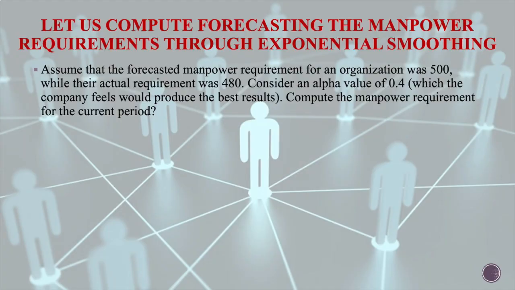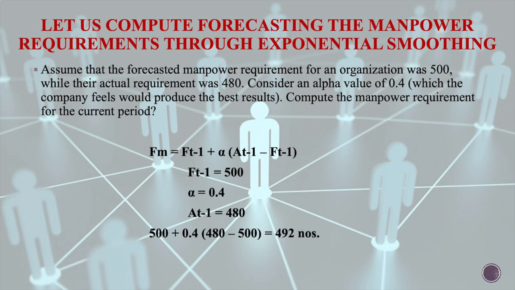Let us take an example of computing the manpower requirement forecast through exponential smoothing. Suppose we assume that the forecasted manpower requirement for an organization was 500, while the actual requirement is 480. Suppose we consider an alpha value of 0.4, which the company feels can produce the best results.